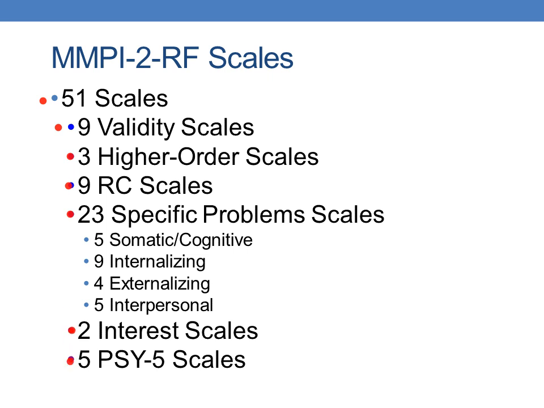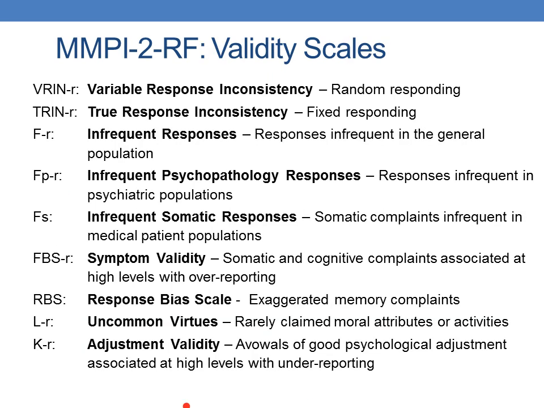There's 2 interest scales and then revised versions of the Psi-5 scales, which I'll talk about a little bit later. So the validity scales on the RF are going to look pretty similar to most people who are familiar with the MMPI-2. There's a lot of overlap, and actually the revised versions of these scales are denoted with this -R. So for most of them, you see the -R, which just simply means that this was a revised version of the MMPI-2 validity scale that's consistent with it.